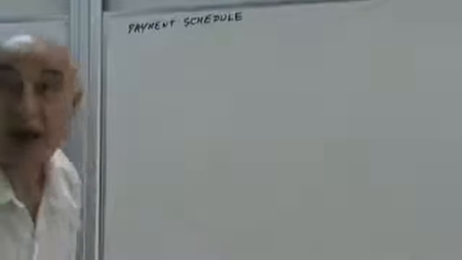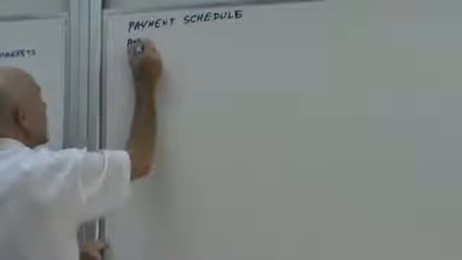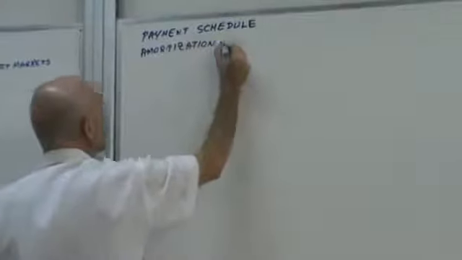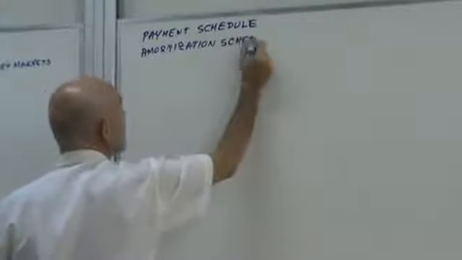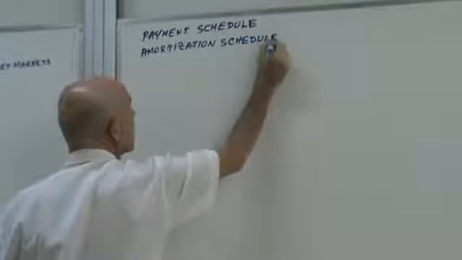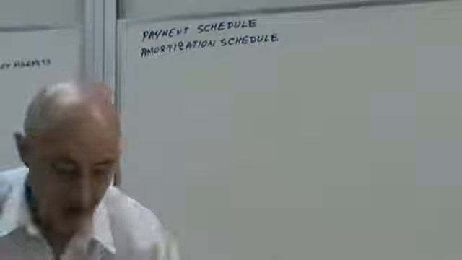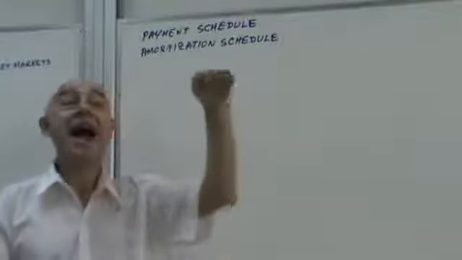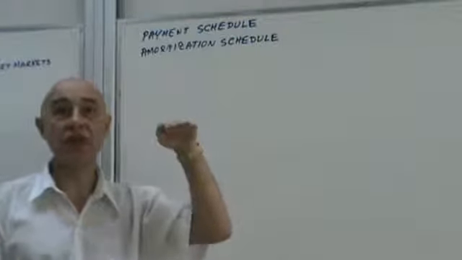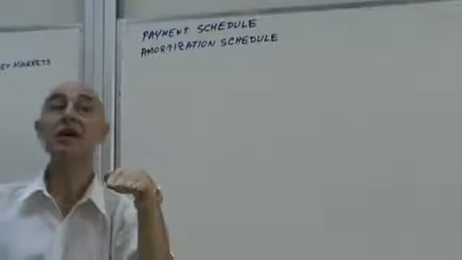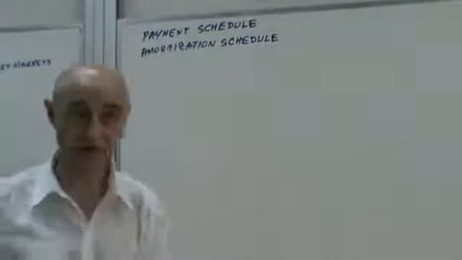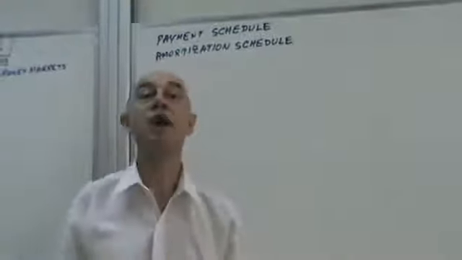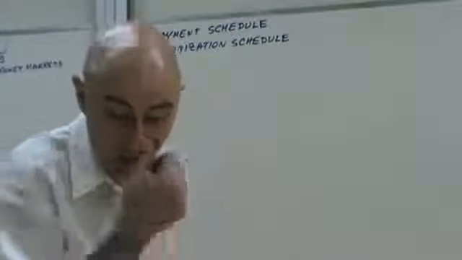And now we get to the amortization schedule. An amortization schedule is a simple table which shows how much of each payment goes to principal and how much goes to interest. Okay, the schedule is on page 197.